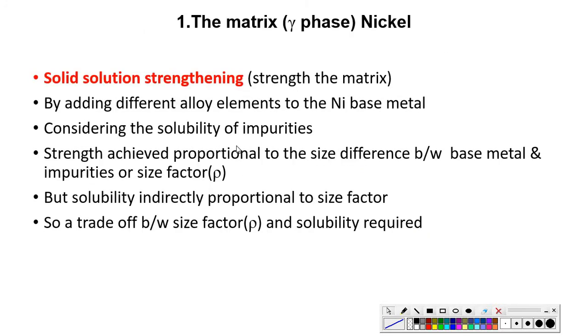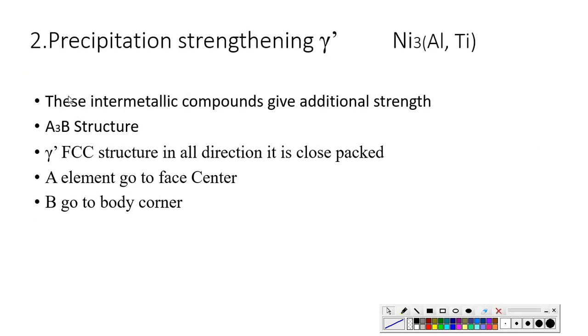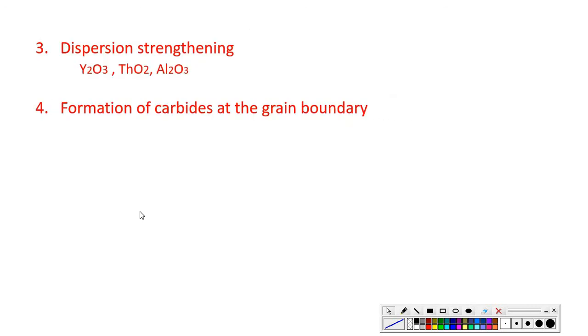So that is actually explained here. The first is solid solution strengthening. The second one is the gamma prime strengthening. Here this intermetallic compound has the general A3B structure. A is nickel, B may be aluminum or titanium. Okay, it again has an FCC crystal structure, which is a close-packed structure. And here in this A3B structure, A will be at the face centers of the FCC structure, and B will be at the corner points.